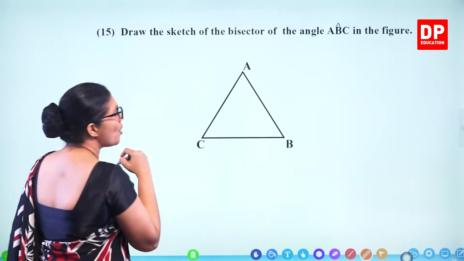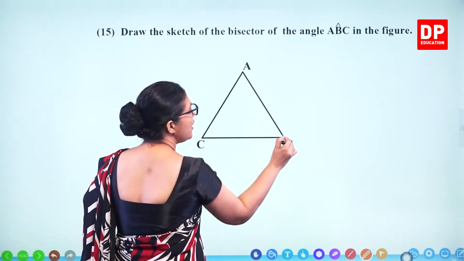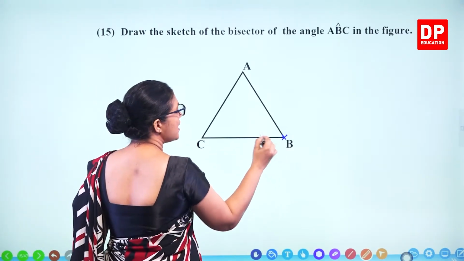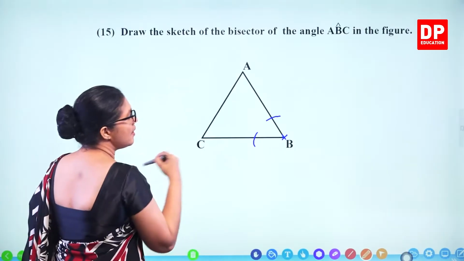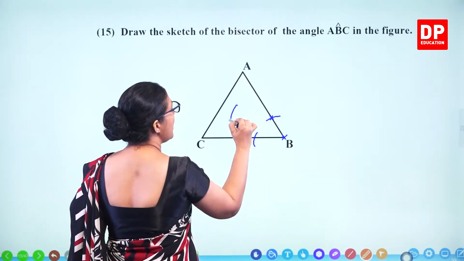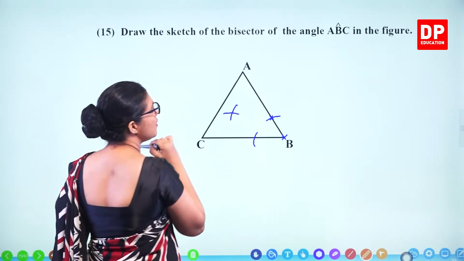ABC, this one. So what you do? You don't need to take the compass. I'll show you how to use that. Keep the compass here, draw 2 arcs. And then take the same length or a different one. You keep it here and draw an arc here. Same length, you draw an arc.